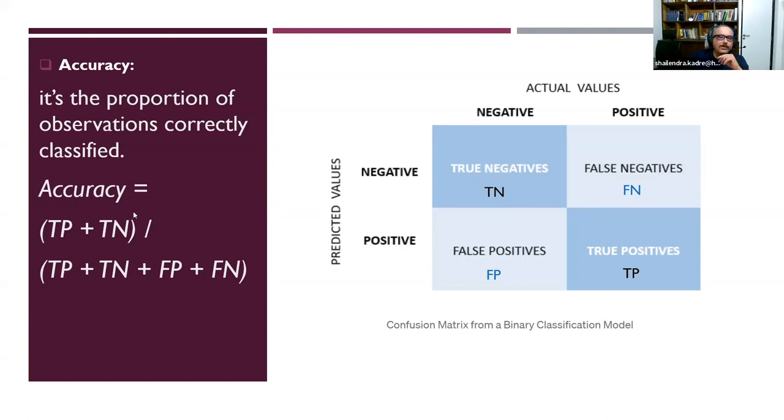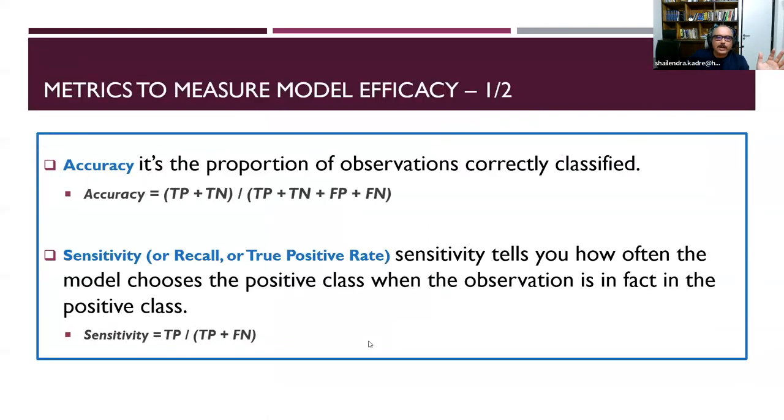Now accuracy. The first metric is accuracy. Accuracy is nothing but all true divided by the total number. Accuracy is equal to, see the left-hand side equation, very easy: true positive plus true negative, divided by the total number of cases, all four quadrants together. This is accuracy.